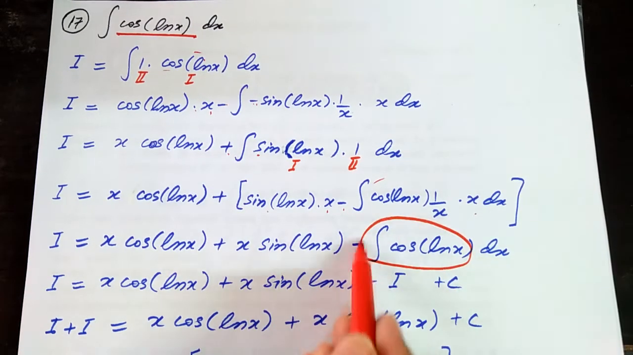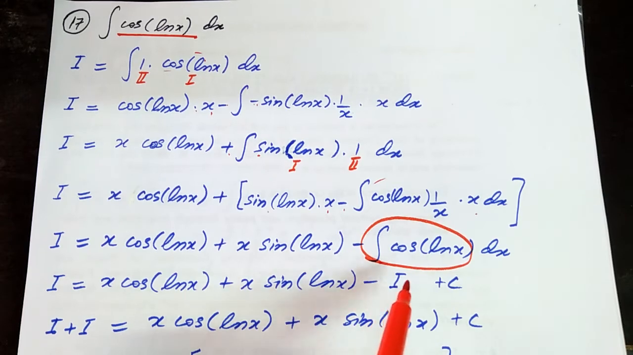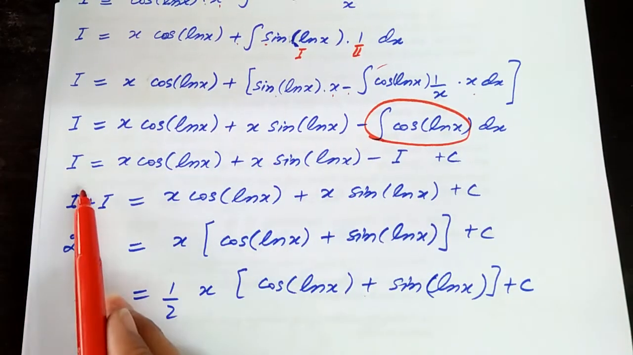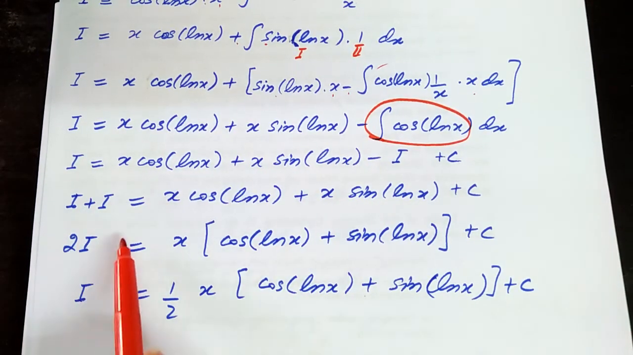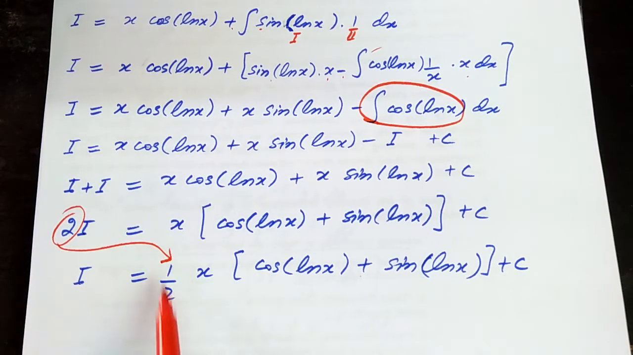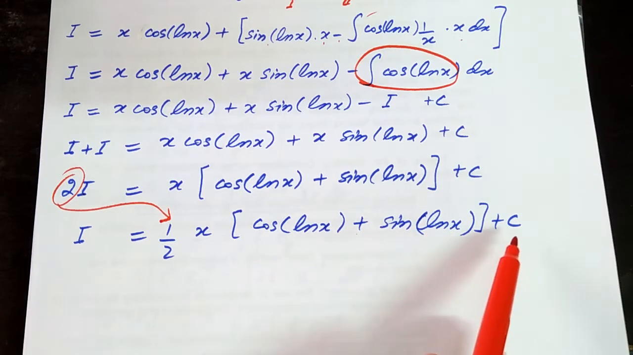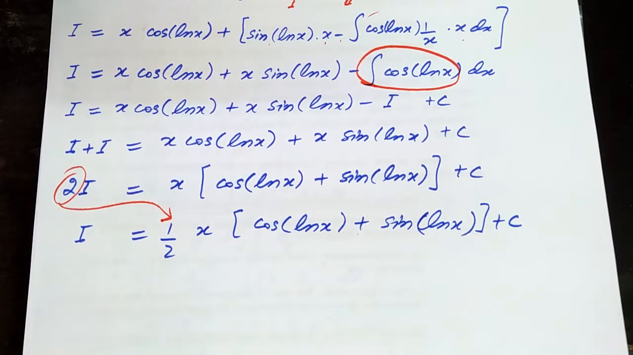You see, you again get this same integral, just replace it with capital I. Move this minus I to the left side, it will become I plus I, that is 2I. This 2 is multiplying here, so it will divide on your right side. We'll get 1 over 2 x cos ln of x plus sin ln of x plus constant of integration.